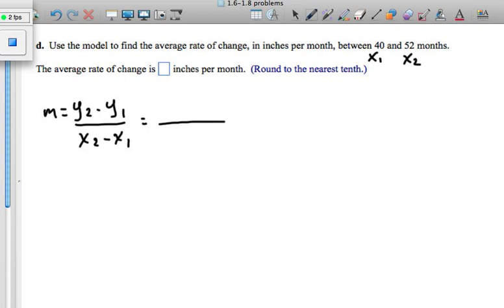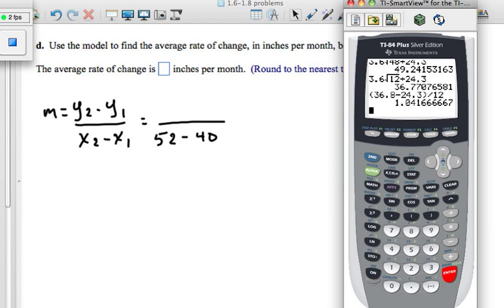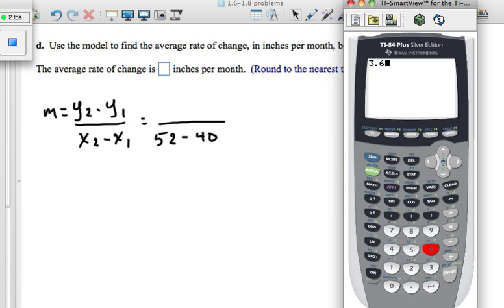52 is x2. So on the bottom here, I'm going to type in 52 minus 40. Now, once again, we have to get y2 and y1. And recall, to get those, we use the calculator. So I'm going to do this kind of quickly here. Let's do 3.6 square root 52 plus 24.3. Okay, so we get 50.2599 and change. Let's round that to 50.3.